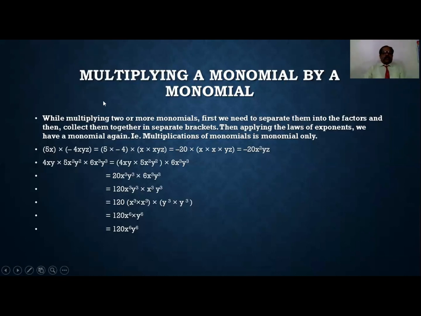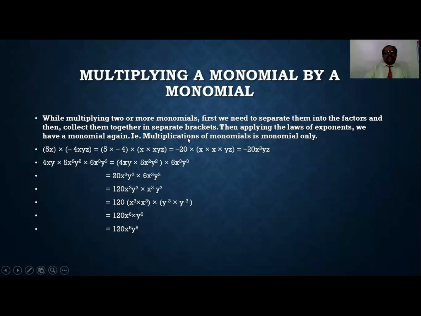Correct? So while multiplying two or more monomials, first we need to separate them into factors and then collect them together in separate brackets, right? And then apply the laws of exponents wherever required. So we have a monomial again. Multiplication of monomials will give us a monomial again. Whenever we multiply a monomial with a monomial, the product will be a monomial again.